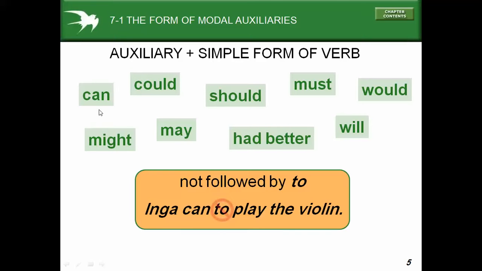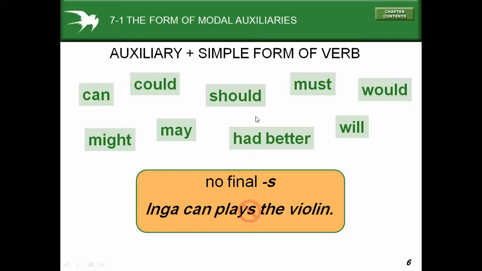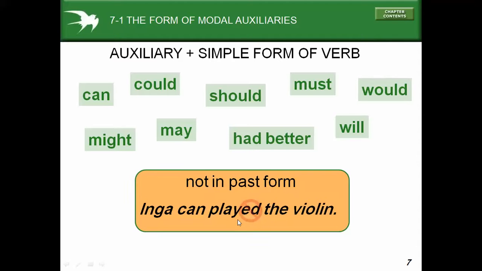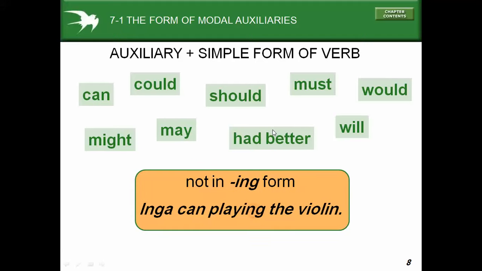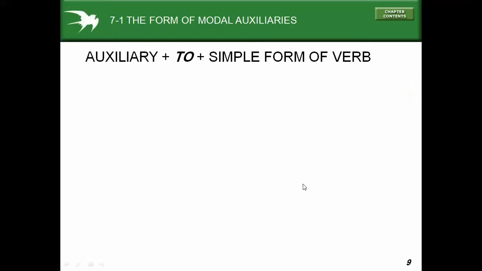All these auxiliaries, can, could, should, must, will, would, had better, may, might, are not followed by to. You can't say can to or could to. No final S after the verb. Not in past form: you can't use the past form after these auxiliaries. Not in ing form: you can't say can playing. Auxiliary plus the simple form of the verb.